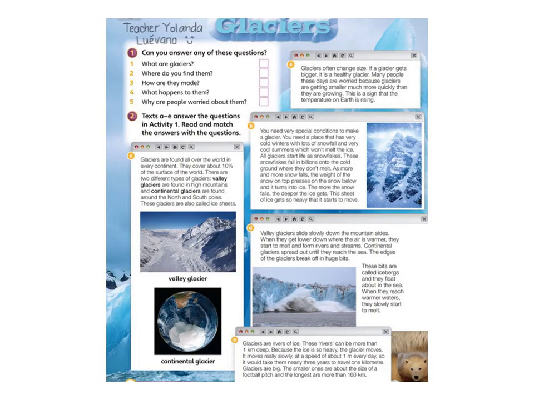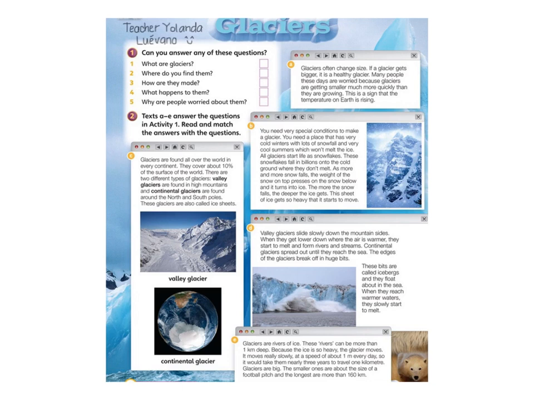At this page the title is glaciers or glaciers. Both pronunciations are fine. Glaciers is more of a French thing, but it is also pronounced like that in the UK. Glaciers is a pronunciation that's more American, okay? So it says, can you answer any of these questions? What are glaciers or glaciers? Where do you find them? How are they made? What happens to them? Why are people worried about them?